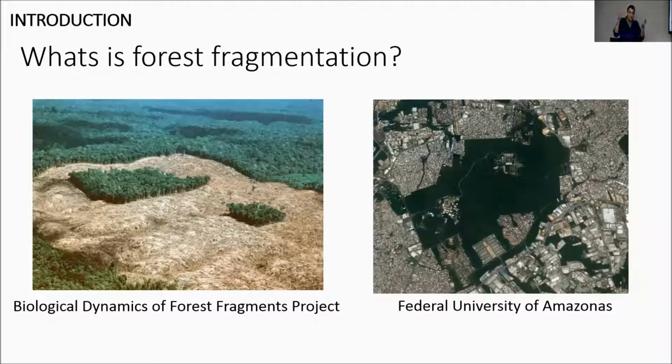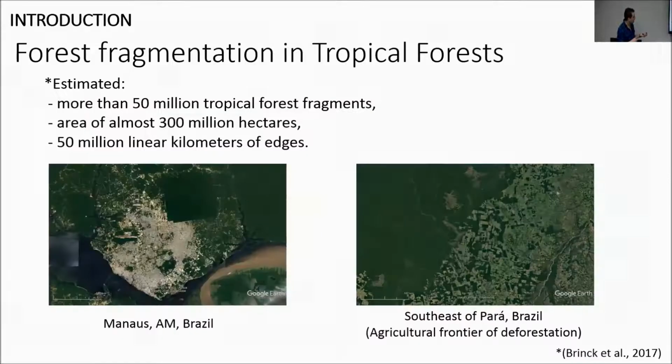So, what is forest fragmentation? Basically, forest fragmentation is when we leave a piece of forest surrounded by another environment, like agriculture, forestry, or urban. And this other environment changes the microclimate at the edge and in the fragment, and this breaks the linkage between the fragments, breaking the flux of animals and the flux of genetic information.